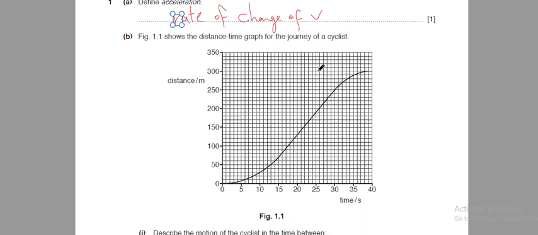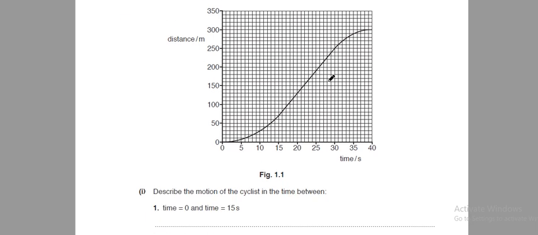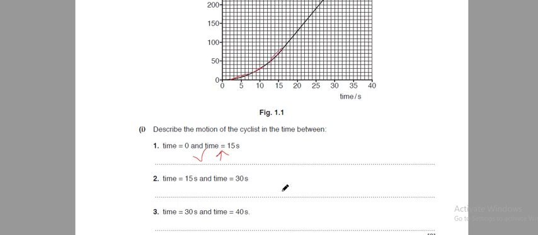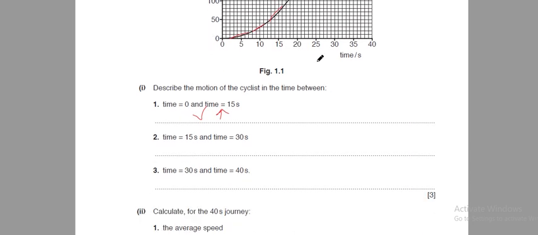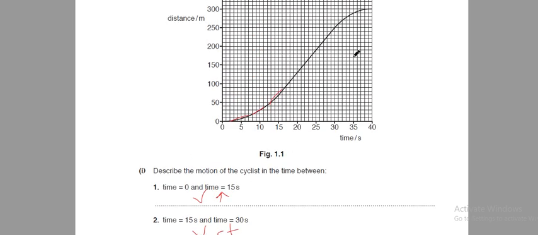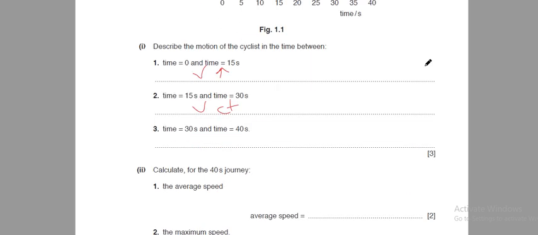This is a graph for the journey of a cyclist. Describe the motion of the cyclist in the time between 0 and 15 seconds. As we see, the slope increases, so velocity increases. From 15 to 30, it's a straight line with a constant slope, so velocity is constant. From 30 to 40, the slope begins to decrease, so velocity decreases.